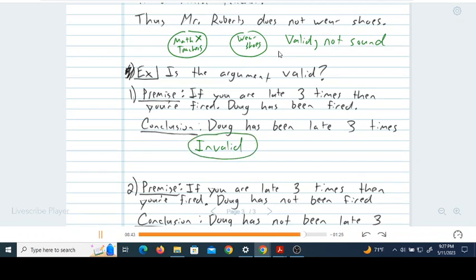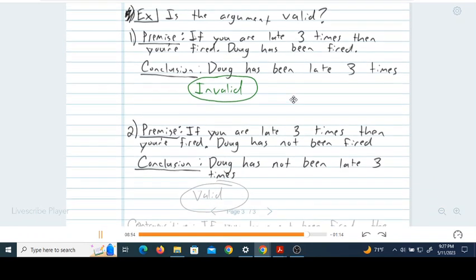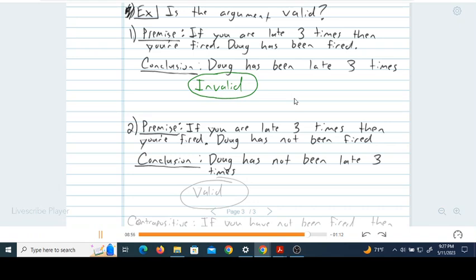All right. Keep in mind, conditionals are directional. Late 3 times implies being fired. That doesn't mean the converse is true necessarily. Being fired doesn't necessarily imply that you've been late 3 times. You may have been fired for other reasons. So let's look at this premise. If you are late 3 times, you're fired. Doug has not been fired, therefore Doug has not been late 3 times. This one is valid. It's basically the contrapositive.